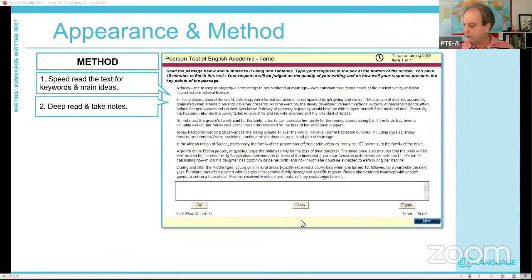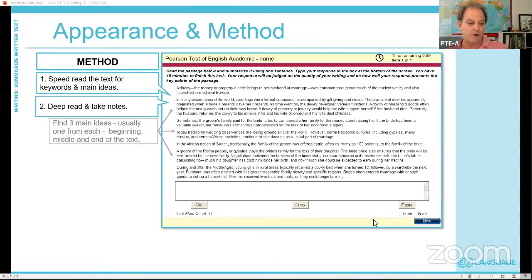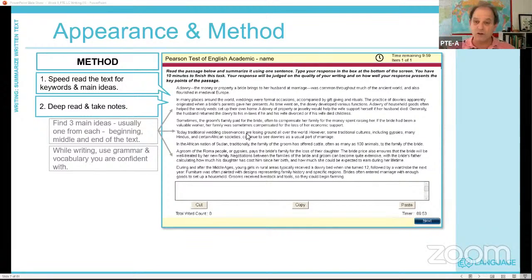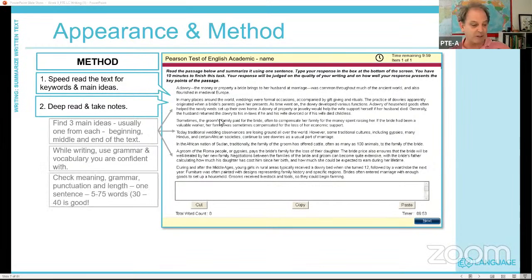And on your board, and you'll be given an erasable pad in your test, on that erasable board, it's a little bit like this one here, if I can find it. On your board, you're going to make notes. And you're going to make notes from the beginning, the middle, and the end of the text, because you're going to make a sentence of 3 to 4 parts. And those notes that you write down on your pad, you're going to use then to write onto the screen. So 3 main ideas from the beginning, middle, and end. When you're writing, use your notes and your understanding of what you read.